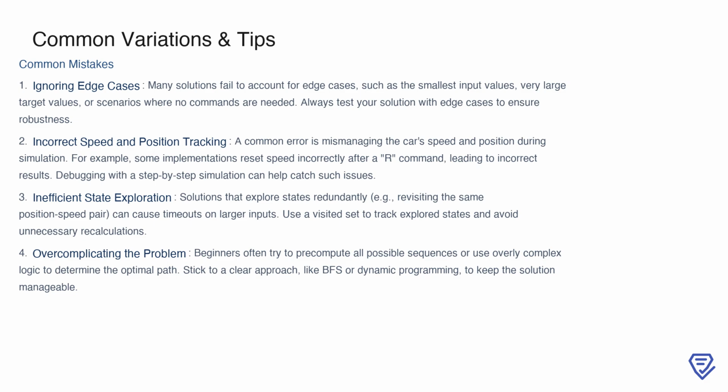When solving the racecar problem, there are a few common mistakes to watch out for. First, overlooking edge cases can lead to incorrect solutions. Examples might include the smallest possible inputs, very large target values, or situations where no commands are actually needed. Testing against these cases is crucial for ensuring the robustness of your solution.